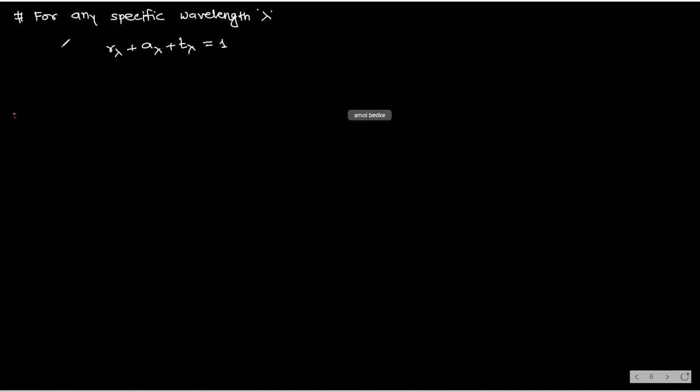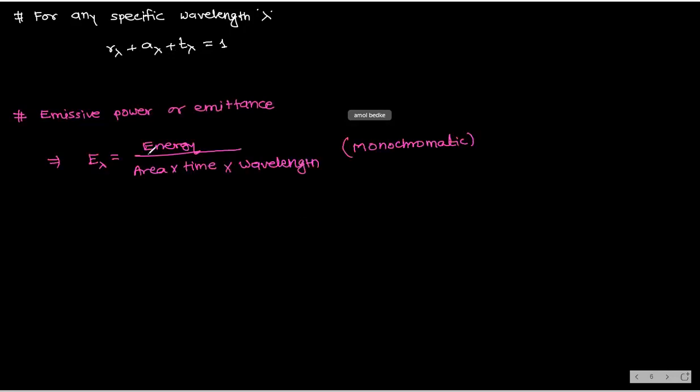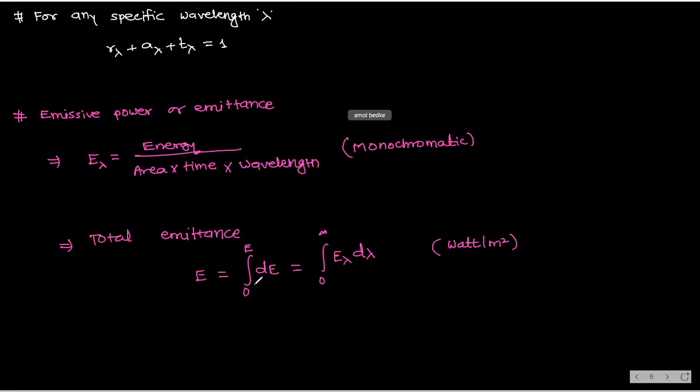So see now, just before on the previous page we have seen R plus A plus T is equal to 1. Now for any specific wavelength, R of lambda plus A of lambda plus T of lambda is always equal to 1. Emissive power or emittance. So what is emissive power? For particular wavelength, that is monochromatic, we can say energy per unit area per unit time per unit wavelength. This is what? Emissive power or emittance. And that's why total emittance, if you want, you can just take integration from 0 to infinity for E lambda d lambda. So energies for all wavelengths, we can say. Okay, this is what? Total emittance.